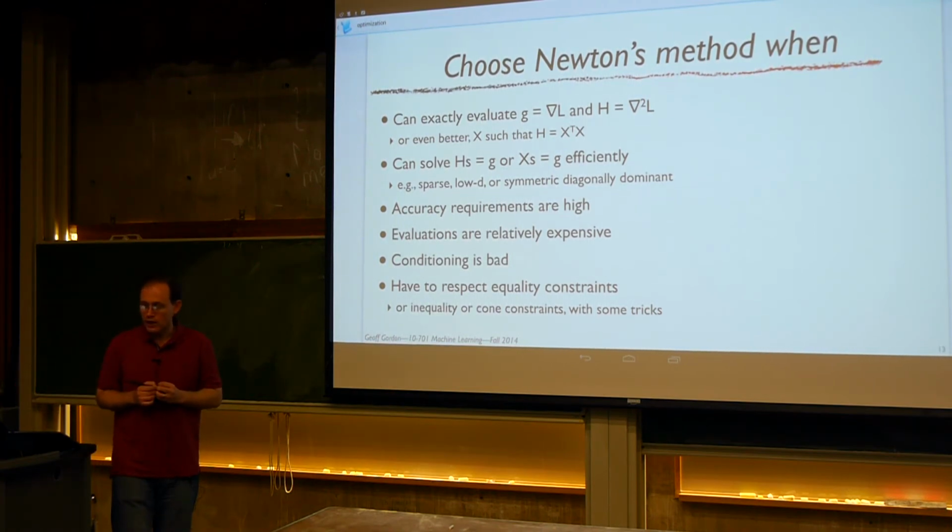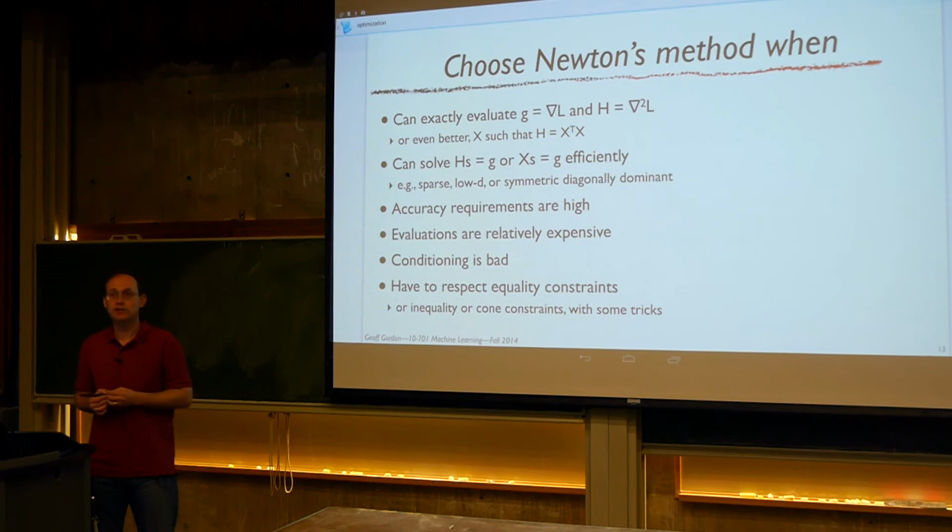It's also a good method to use if you happen to have equality constraints that you have to respect. So if you want to say A times W equals B for the W's you're considering, Newton's method just takes that in, and it's essentially no change to the method. So it's a good method for that case. And even if you have inequality constraints, there are some tricks that let you apply Newton's method in that case.